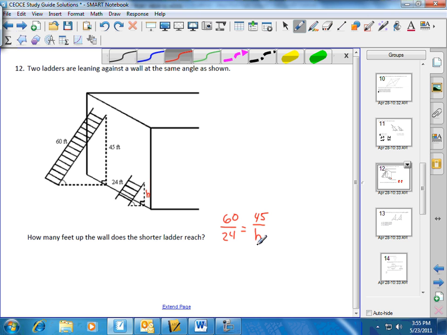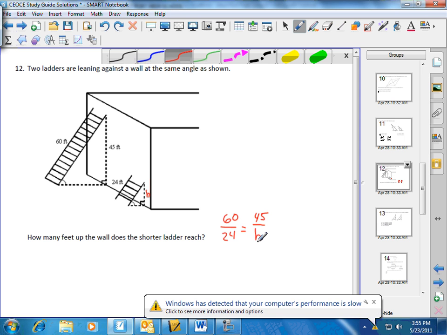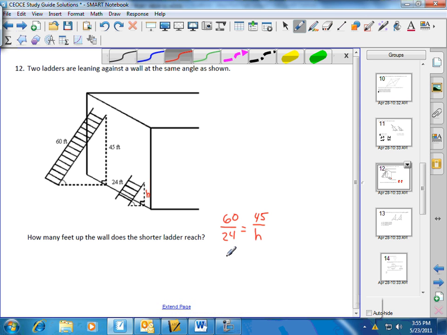Looking to see, I already did this. Let's see here, number 12. I don't see number 12. So we have 24 times 45 divided by 60, and we get 18. So the height of the wall that the ladder's reaching is 18 feet. H is equal to 18 feet. Let's move on to number 13.